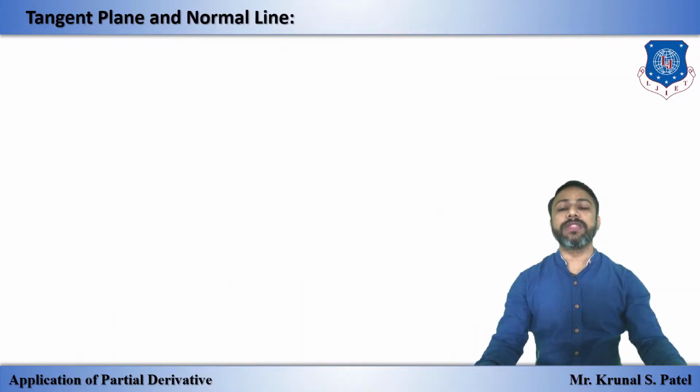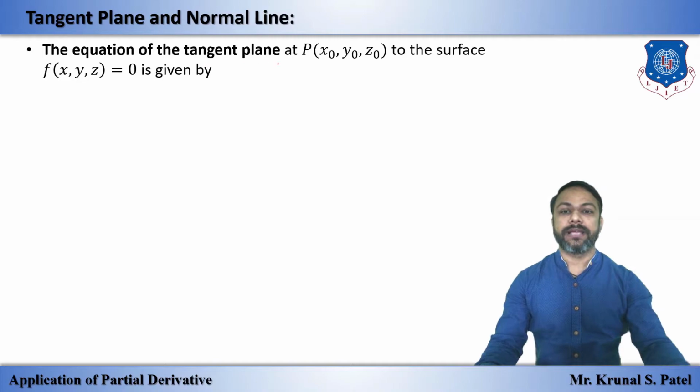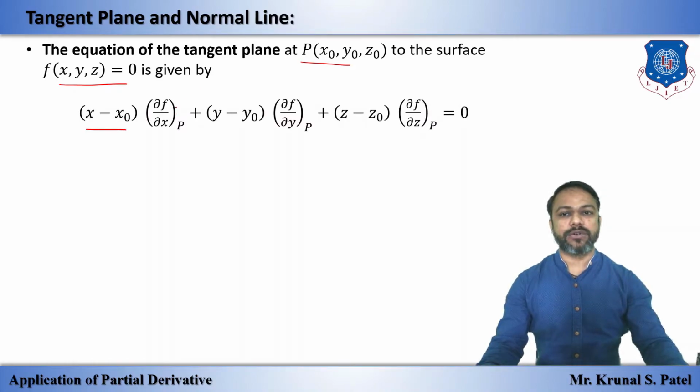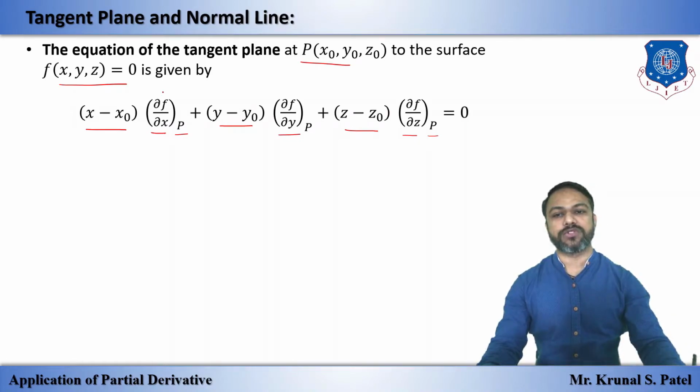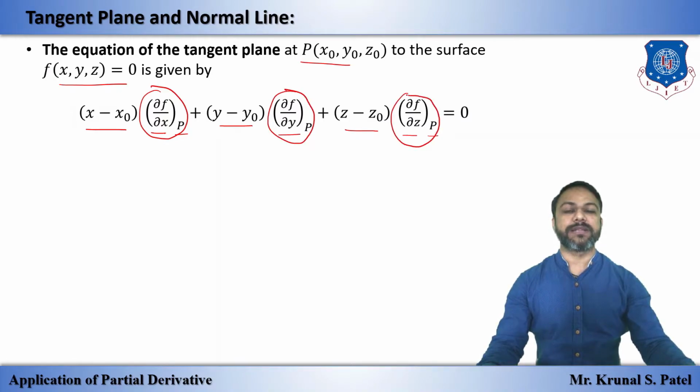So the equation of the tangent plane at point P to the surface f(x, y, z) = 0 is given by (x - x0) ∂f/∂x at P + (y - y0) ∂f/∂y at P + (z - z0) ∂f/∂z at P = 0. So you just have to find these three derivatives at the given point P, and P is the point on the surface from where that plane is passing.